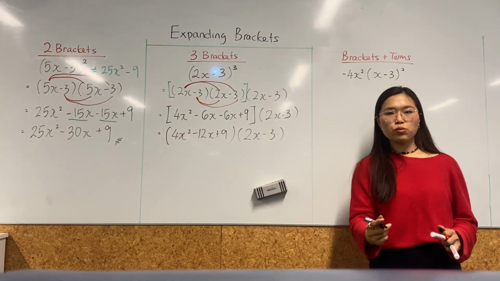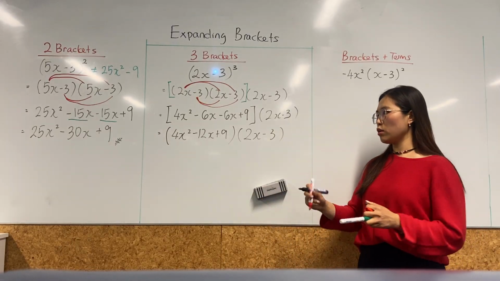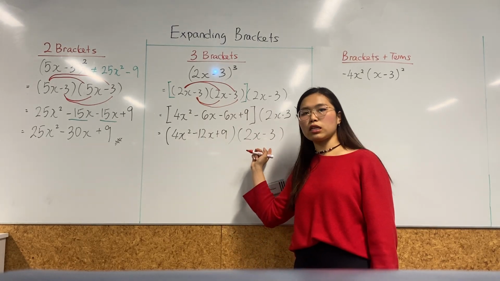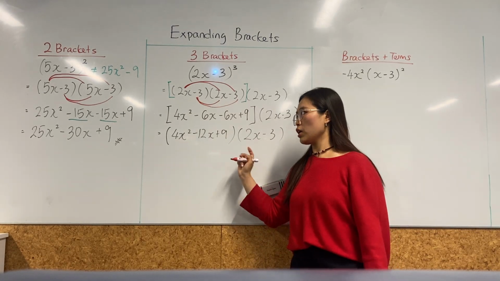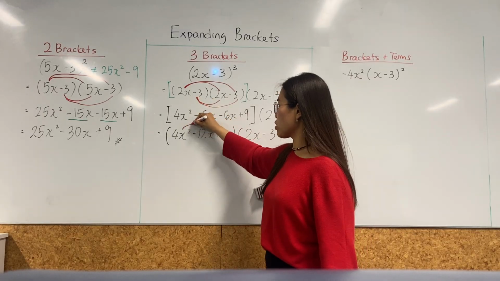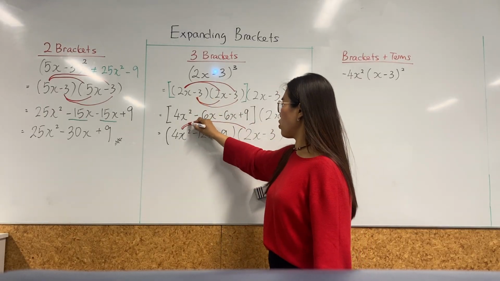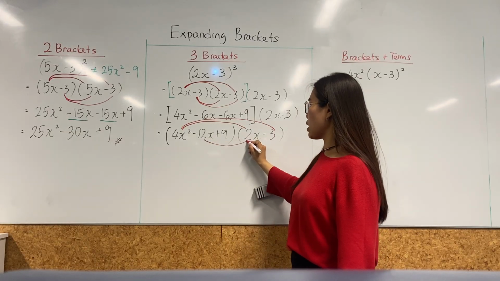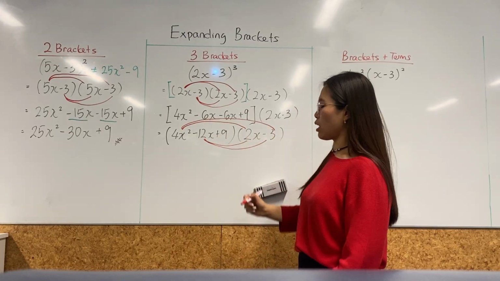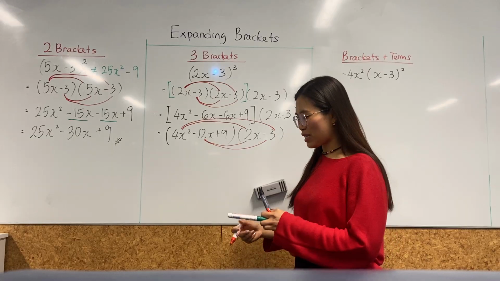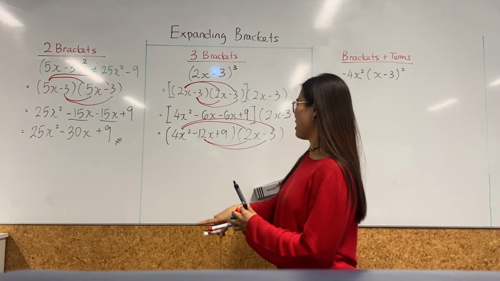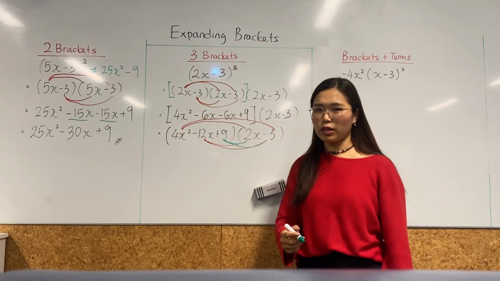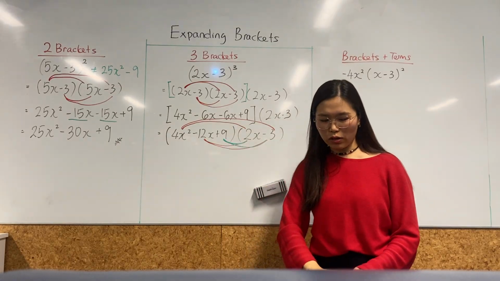This is where your system starts to be very important, because I need to make sure every single term has multiplied every single term in the brackets at the back. So first, 4x squared multiplied by 2x, 4x squared multiplied by negative 3, negative 12x times 2x, negative 12x times negative 3. I'm going to add one more set of lines using green color. Positive 9 times 2x, positive 9 times negative 3. So there are 6 lines going on now.